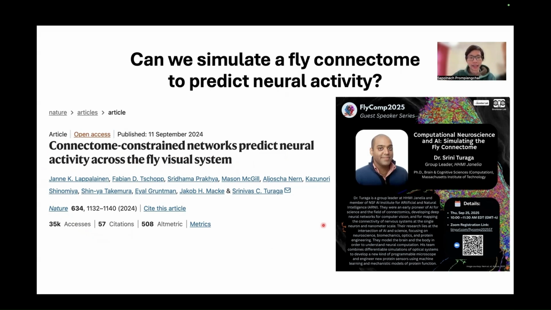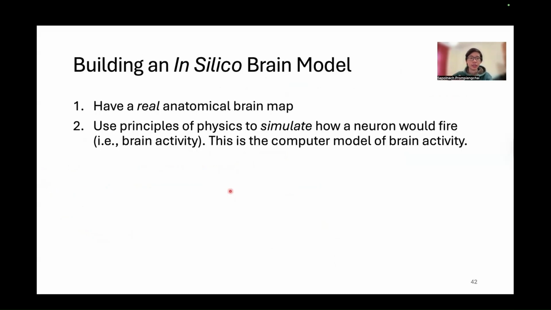But I want to give you a glimpse of what it's like to build an in silico model, and then we'll come back to this. There are some key steps to build an in silico brain model. But the first information we really need is a real anatomical brain map. This can be any kind of map, but because for the fly we have such detailed information, we're going to use the synapse-level fly connectome, just because it has so much information, a very detailed wiring diagram of the brain. Then the next step is we are going to use principles of physics to simulate how a neuron would fire.